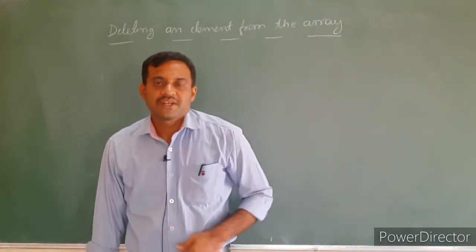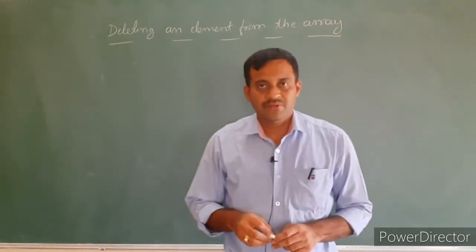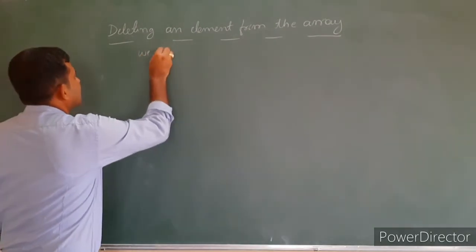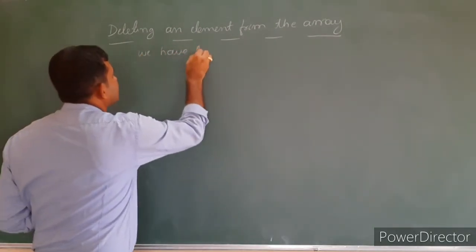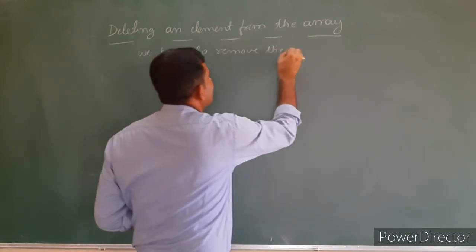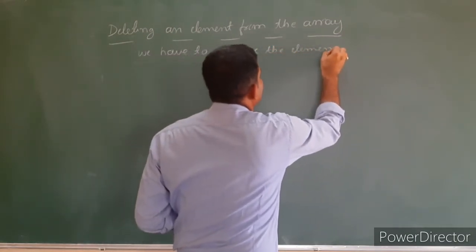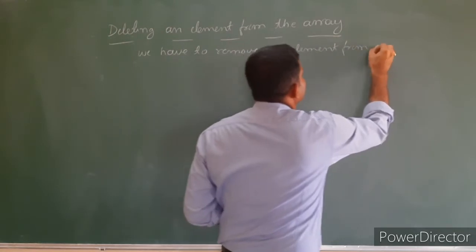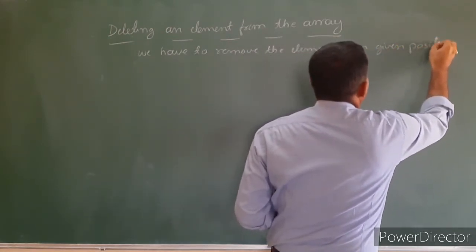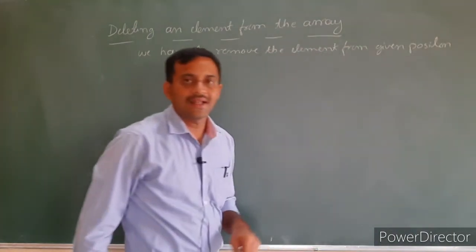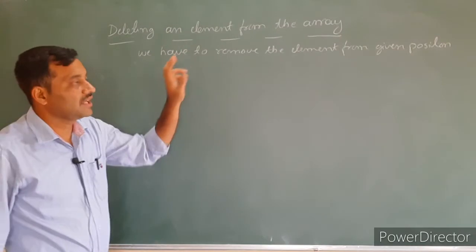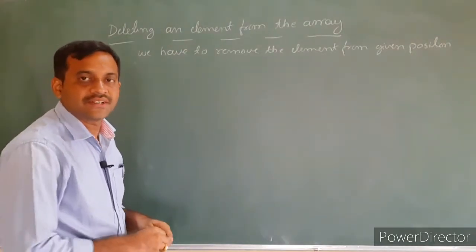Deleting an element from the array means we have to remove the element from the existing array. Deleting means we have to remove the element from the given position. That is called deleting an element from the array. How to delete? See here.